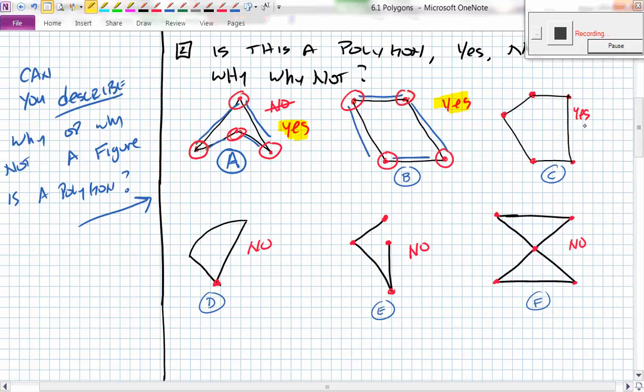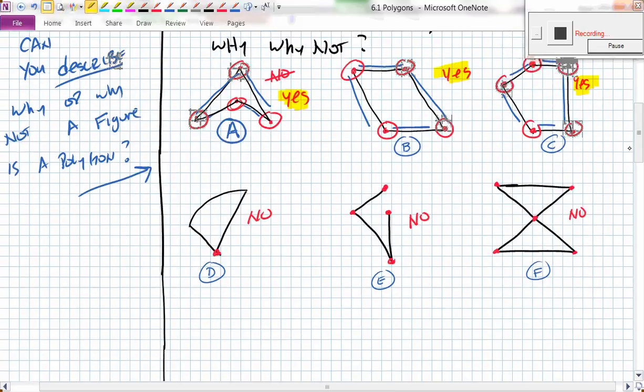Francesca, what do you think? Why did you say yes for C? Yep, 1, 2, 3, 4 has 5 sides. Good, yep. Yeah, exactly right. So this vertex has 2 sides that intersect it. So does that one, so does that one, so does that one, and so does that one. So they all are exactly 2. So the answer yes is absolutely correct. Nice job, Francesca. D, who had D?